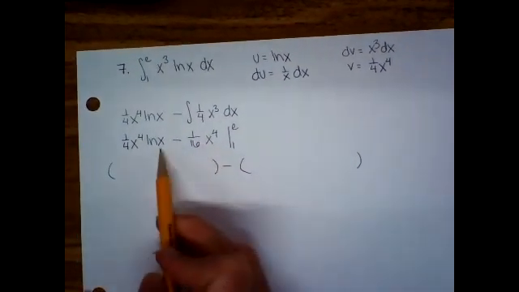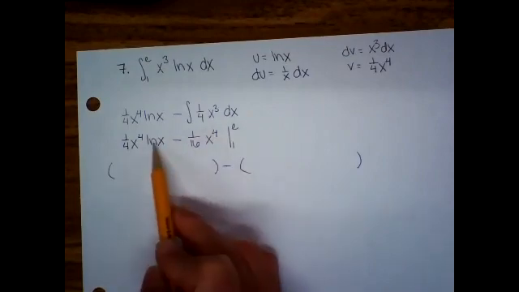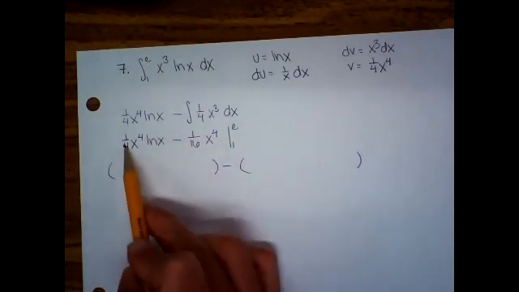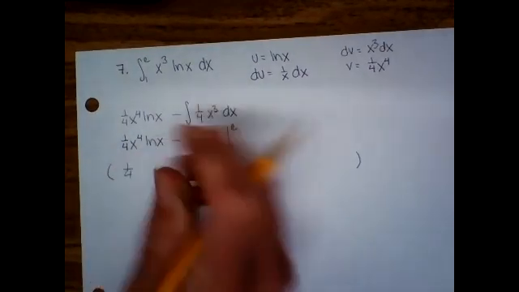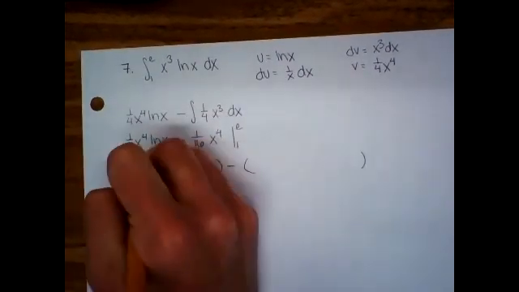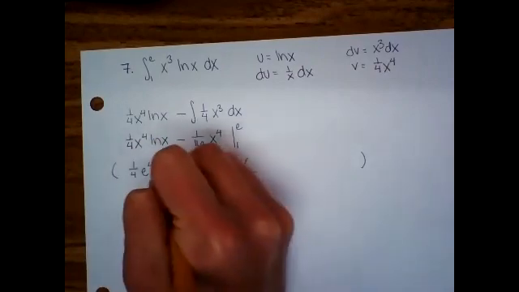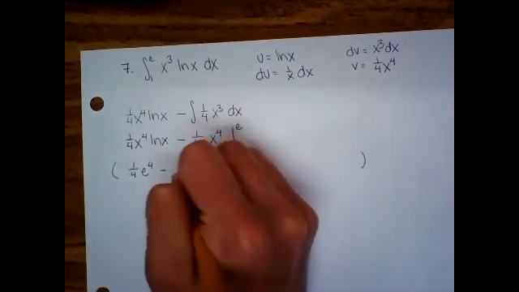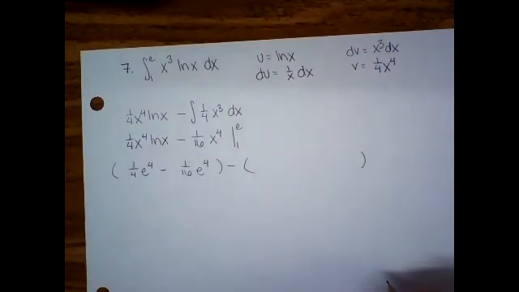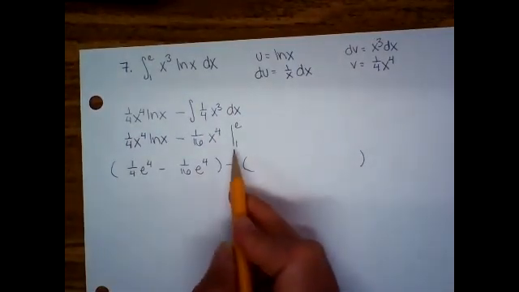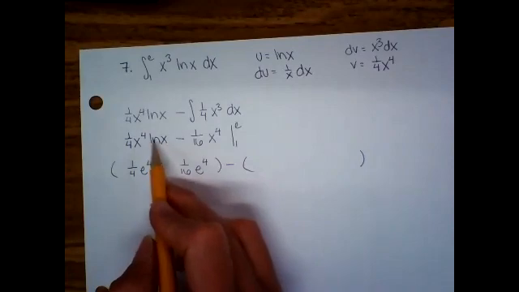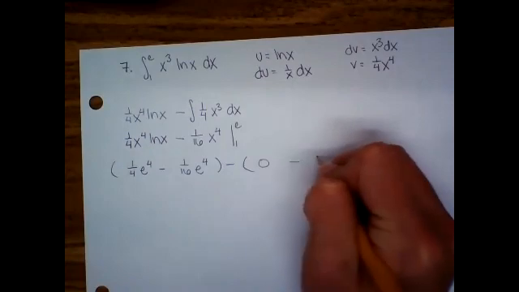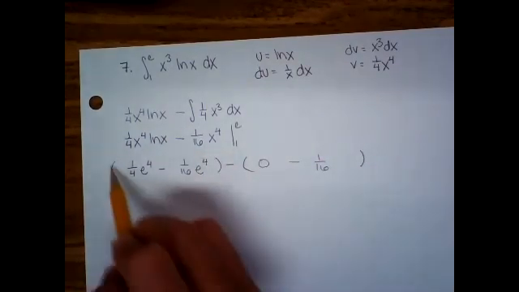So if we plug in e, ln of e, what's that going to give us? Yeah, that cancels. It'll just be 1. So if you plug e in here, ln of e, that's just going to be 1. So it'll be 1/4 e to the fourth minus 1/16 e to the fourth. And then if you plug in 1, what is ln of 1 going to give you? 0. So that makes that whole thing 0, and then minus 1/16.